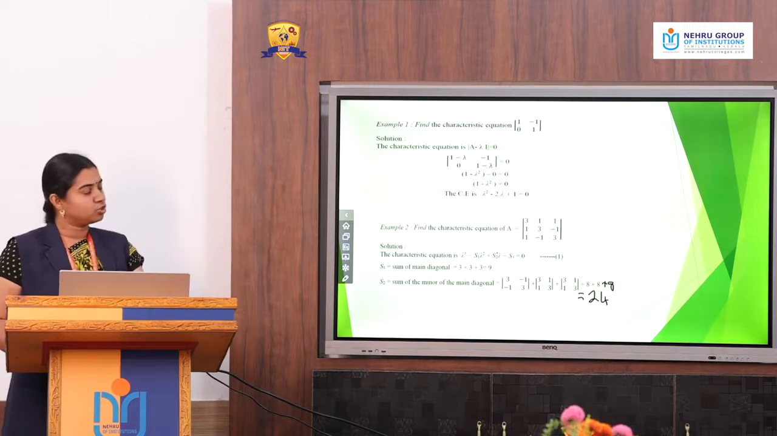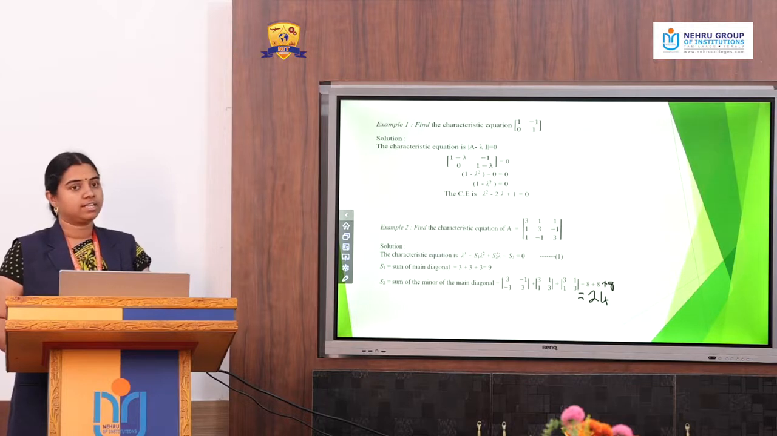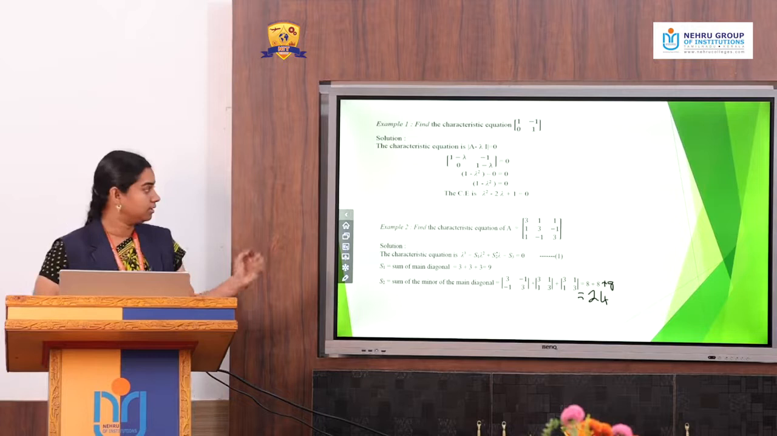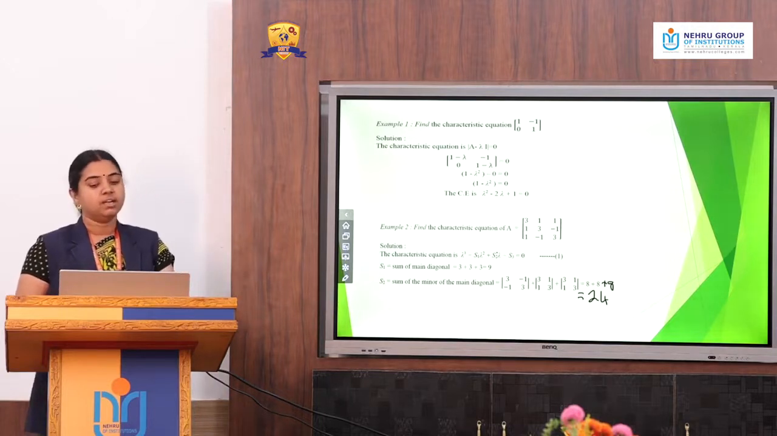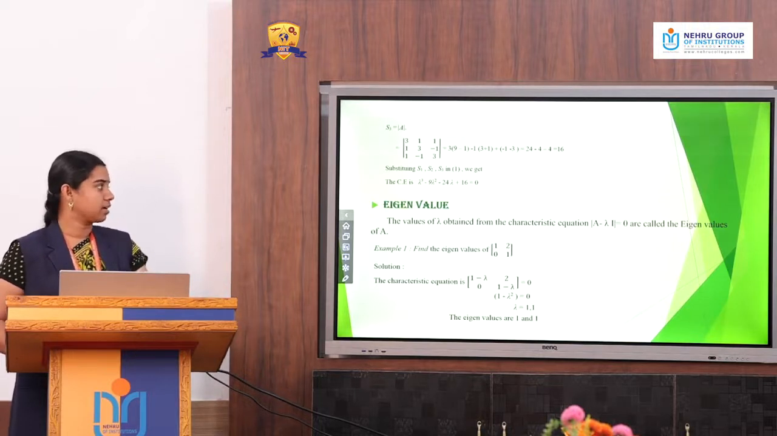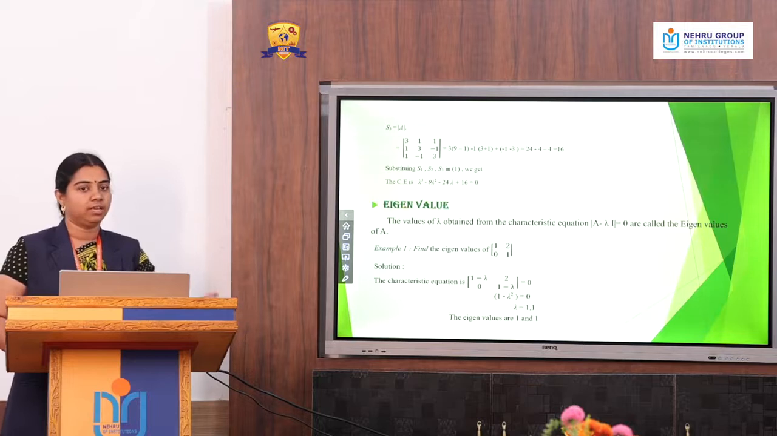So if the matrix is 2 by 2, surely we get a quadratic equation. If the matrix is 3 by 3, we get a cubic equation. So the next example is where we consider the matrix in 3 by 3 format. At that time, we get a cubic equation. If the order is 4, it continues gradually.